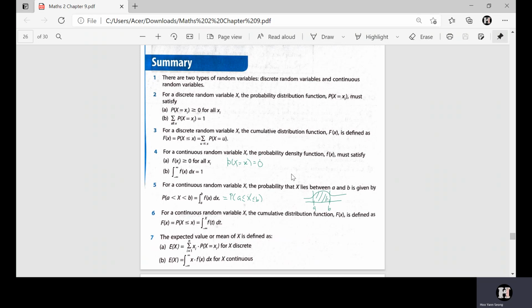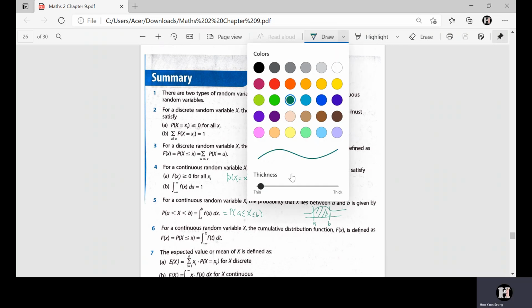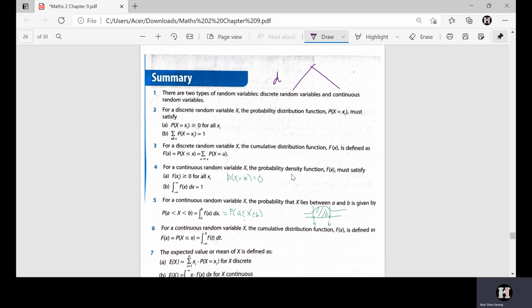Okay, as you know, there are two types of random variables. The first one is the discrete. Discrete is 1, 2, 3, 4, and then continuous means you have a range, for example, from 0 to 1, then from 1 to 2, and so on. So these are the two major random variables. One is discrete, another one is continuous.